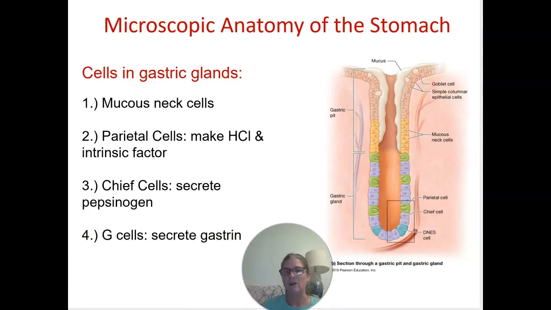Now, the gastric glands are going to have a lot of cells, and so these cells are going to make different substances. So you have the mucus, the parietal cells, the chief cells, and the G cells. So mucus neck cells make mucus.